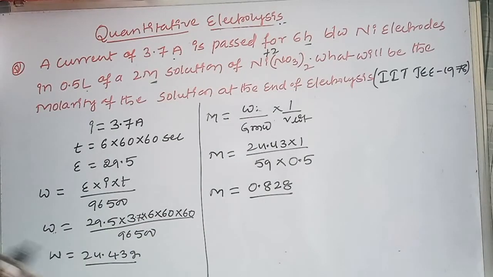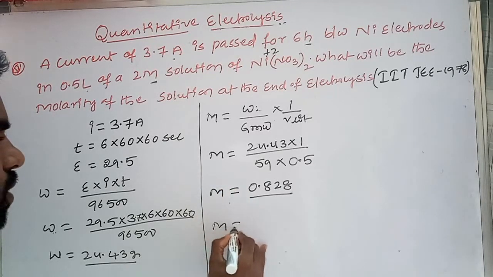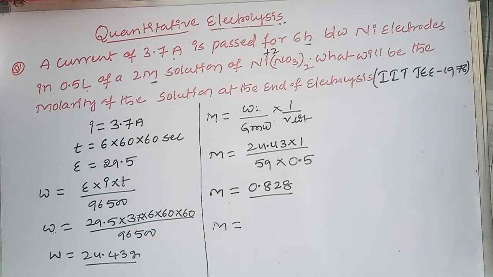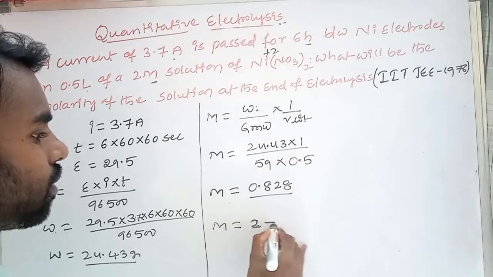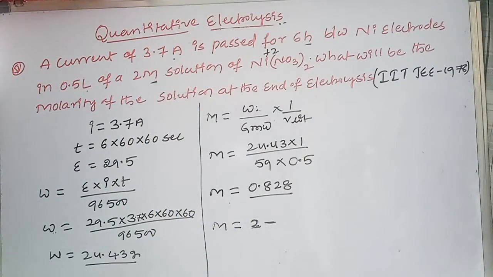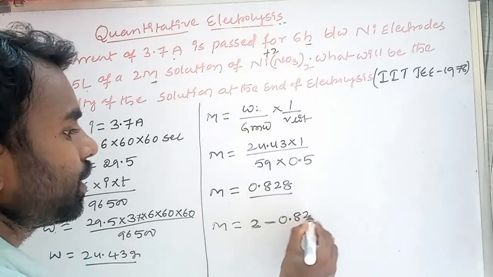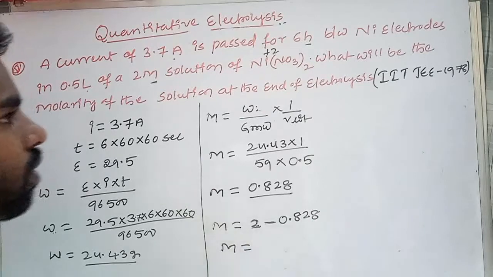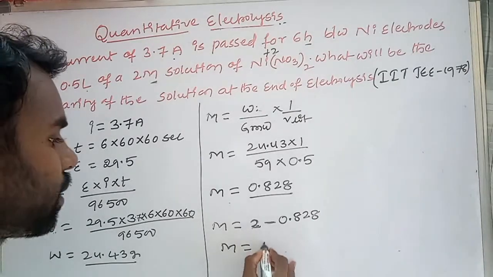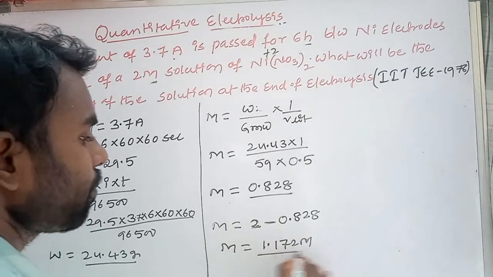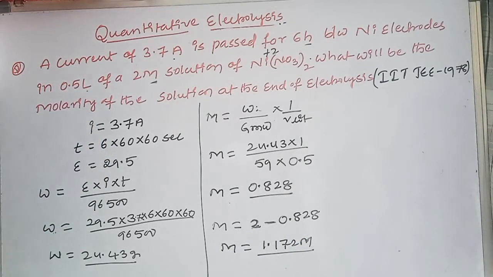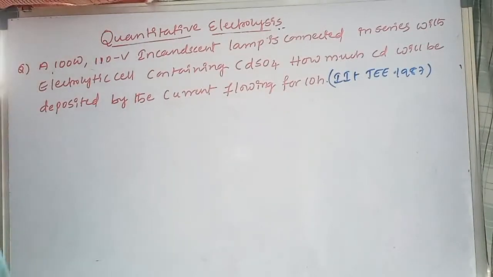So they are asking, after completion of electrolysis, what is the concentration. So what do we have to do? Initial concentration minus the change in concentration. The initial concentration, how much is there? 2. 2 minus 0.828 gives 1.172 M. So this is the answer.